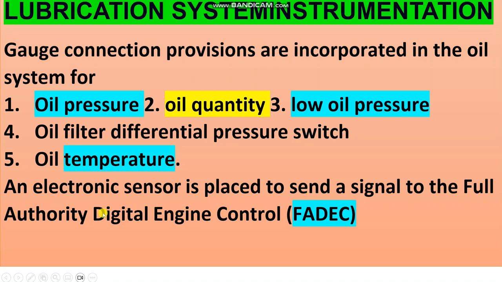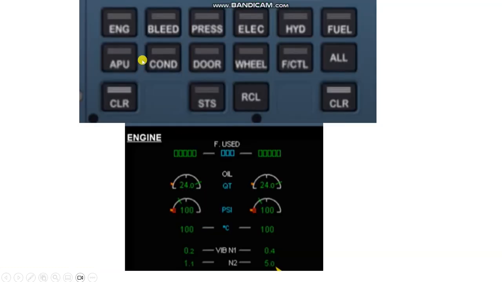Okay, full authority digital engine control. Here, this is the page of the engine. This is the engine page here. Look here. And these are the details in the ECAM. Look here. Oil quantity, oil temperature, oil pressure. Okay, this is for indication.